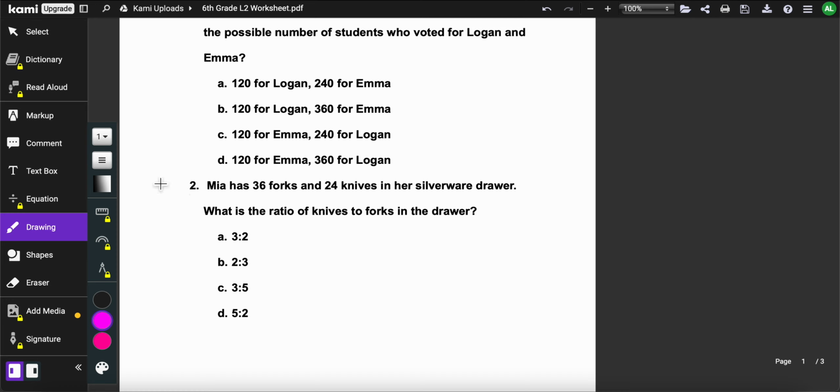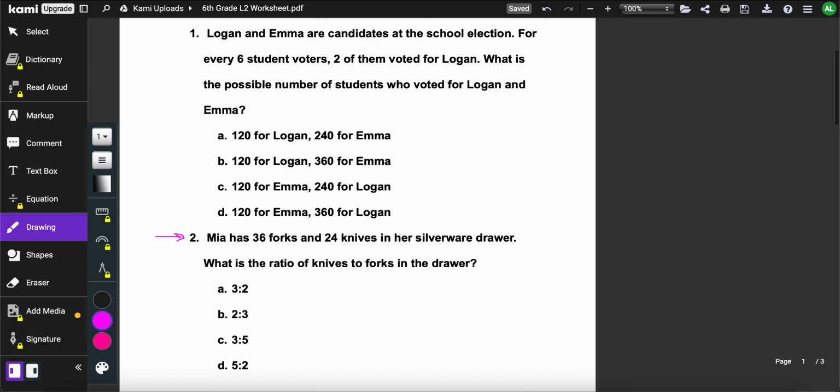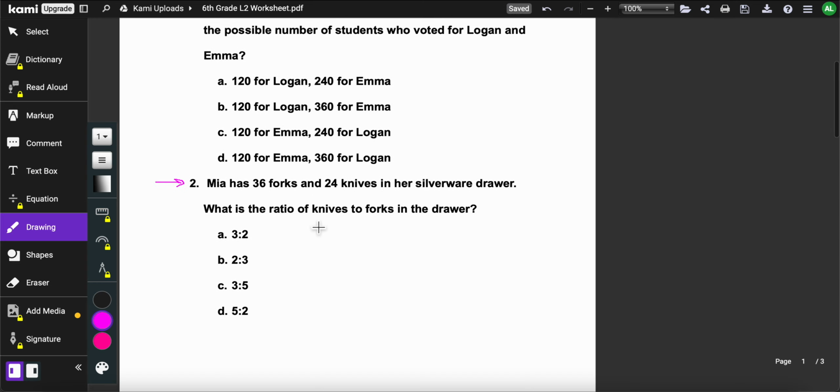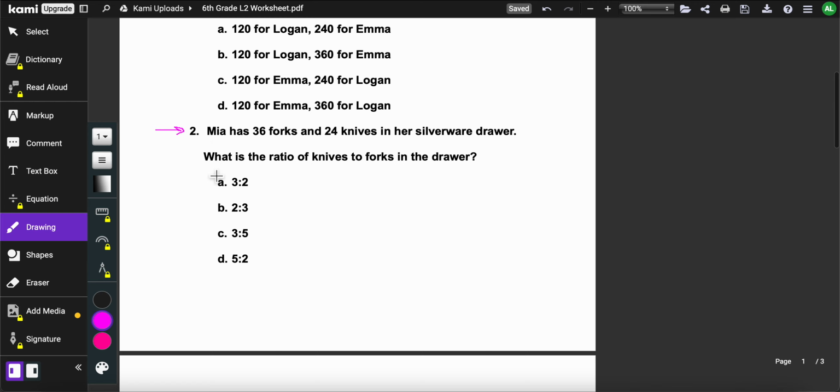Let's look at number 2 first. We're going to skip number 1. I'm going to leave that for you to do for practice if you want. So let's read number 2.